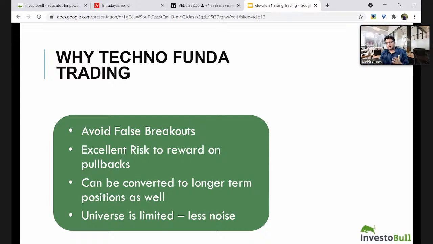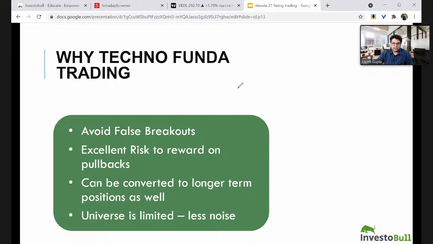So it's a mix of technical analysis plus some fundamental analysis. Again, you don't have to be an expert in this. I will tell you how to filter out such stocks, but it's a blend of technical and fundamental analysis. Now, why should you go for techno funda trading rather than pure technical analysis based trading?